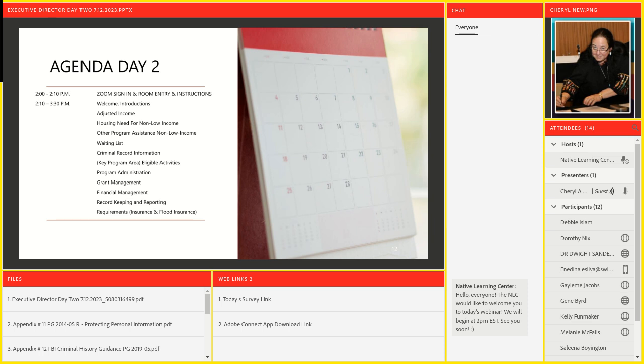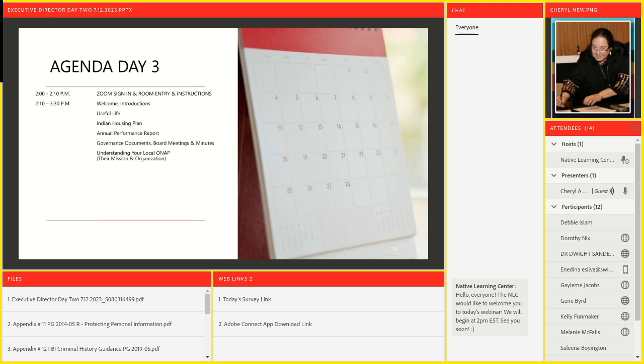So our agenda today is we're going to finish up learning about income and adjusted income and housing needs for non-low income people, waiting list, your criminal record information, your key program areas, your eligible activities, some of that program administration, grant management, financial management, your record keeping and your reporting, and some of the requirements, insurance and flood insurance. As I said yesterday, I would highly recommend that you download the appendix items for future use.